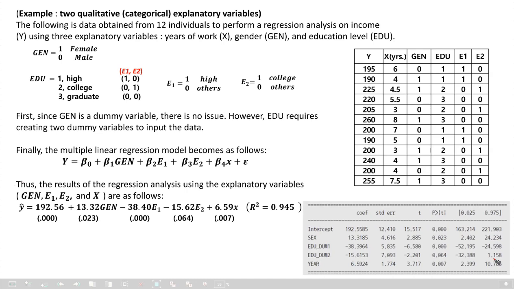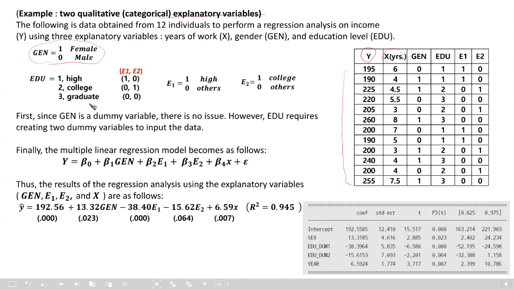Example: two qualitative explanatory variables. The following is data obtained from 12 individuals to perform a regression analysis on Y. Y is income. There are 12 individuals using 3 explanatory variables: years of work X, gender GEN, and education level EDU, which has 3 classes: 1, 2, 3. EDU takes 1 for high school graduate, 2 for college graduate, and 3 for graduate school.